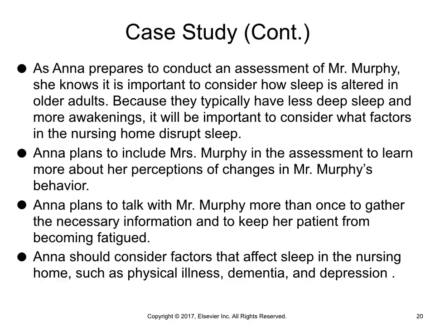Case study continued. As Anna prepares to conduct an assessment of Mr. Murphy, she knows it is important to consider how sleep is altered in older adults. Because they typically have less deep sleep and more awakenings, it will be important to consider what factors in the nursing home disrupt sleep. Anna plans to include Mrs. Murphy in the assessment to learn more about her perceptions of changes in Mr. Murphy's behavior. Anna plans to talk with Mr. Murphy more than once to gather the necessary information and to keep her patient from becoming fatigued. Anna should also consider factors that affect sleep in the nursing home, such as physical illness, dementia, and depression.